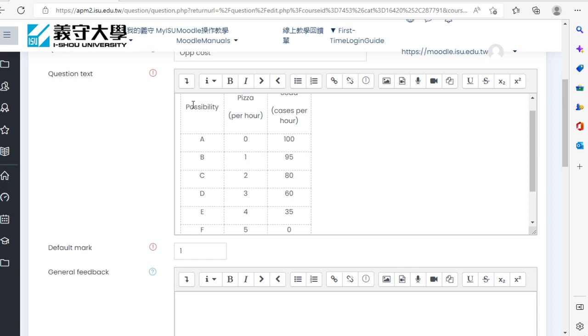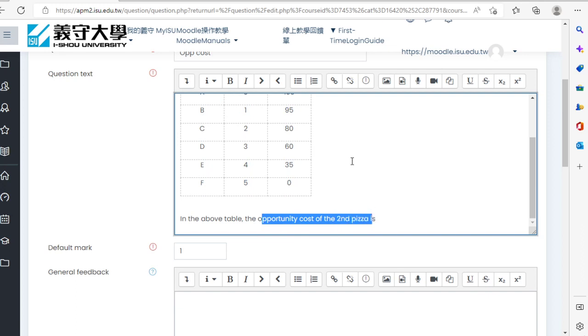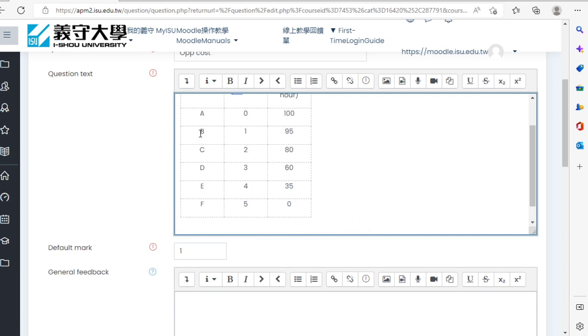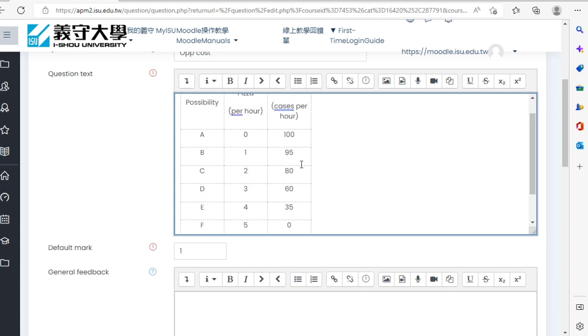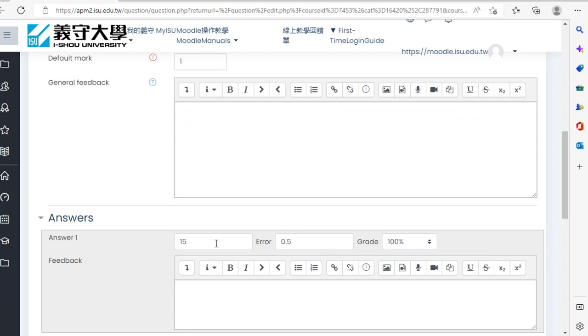Again, production possibilities frontier in the form of a table rather than a chart. And the question is, what's the opportunity cost of the second pizza? That's moving from option B when you have only 1 pizza to option C when you have 2 pizzas produced, but that will cost us 15 sodas as production drops from 95 to 80. That's the cost of 15 sodas.